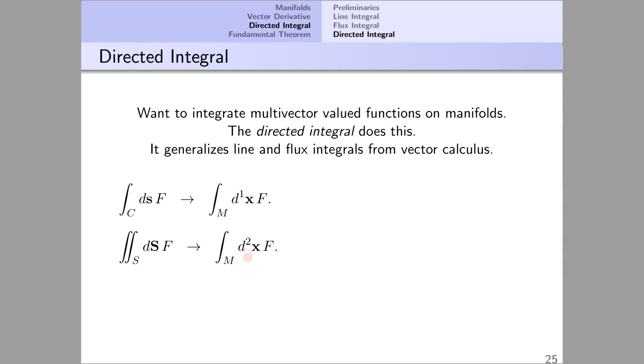Here, the d2 of x replaces ds. The 2 tells us that we're integrating over a two-dimensional manifold, that is to say, a surface. The 2 tells us that this infinitesimal is an infinitesimal bivector in the tangent algebra to the surface S.